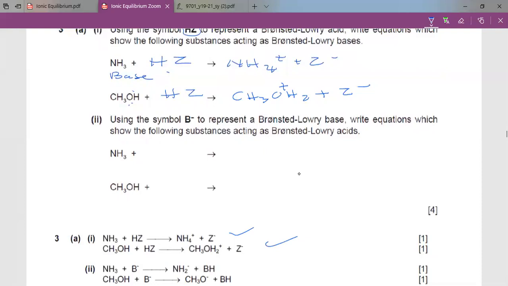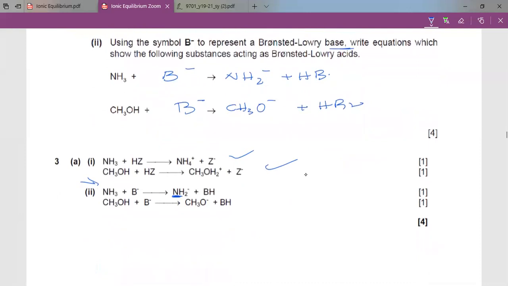Using the B minus as a base, write the equations for the following substances acting as acids. Okay, as acid means B minus here. Okay, see now, it comes out. See, it's down here. That means this must be a proton donor. So you get NH2 negative plus your HB. Okay. Again, this is your base here. Get your methoxide ion CH3O minus, plus H. Yeah. See, this is a kind of funny thing to ask you. 1 mark each.